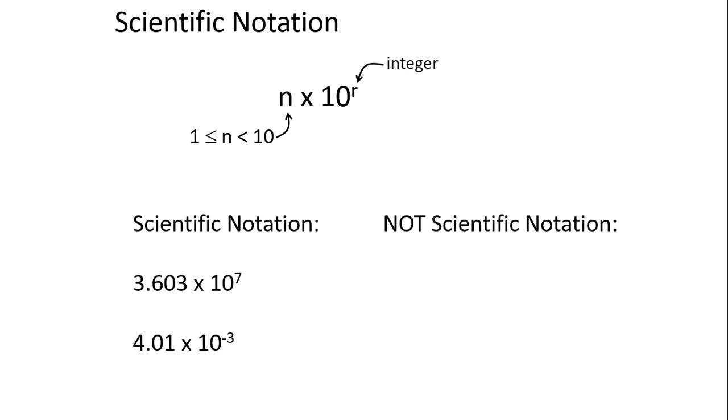These numbers are not in scientific notation. Think about why they're not. In this case, the 32.63 is not a number between 1 and 10. So this number is not in scientific notation. And in this case, the number in front of that multiplication sign is between 1 and 10, so that's not the problem. The problem is the power on the 10. -1.5 is not an integer, so that number is not in scientific notation.